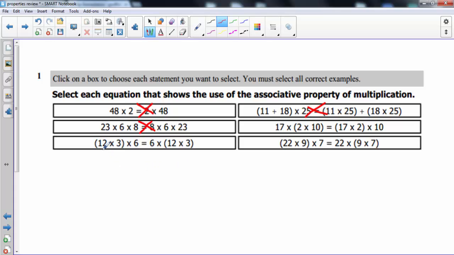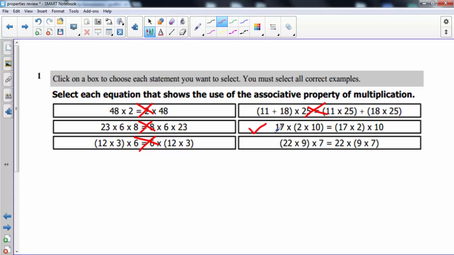So I'm going to check the order. 12, 3, and 6. The order of my factors is 12, 3, and 6. Well, here I go in a different order. And really what is grouped is still the same. We still have 12 and 3 grouped together. So that cannot be it. Let's check the order and the grouping here. 17, 2, and 10. And we have a different pair of factors grouped.